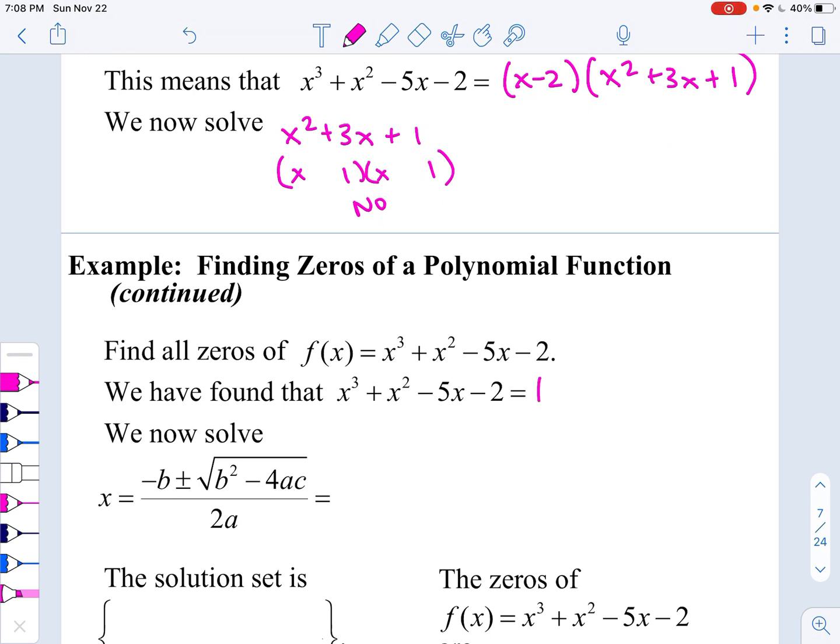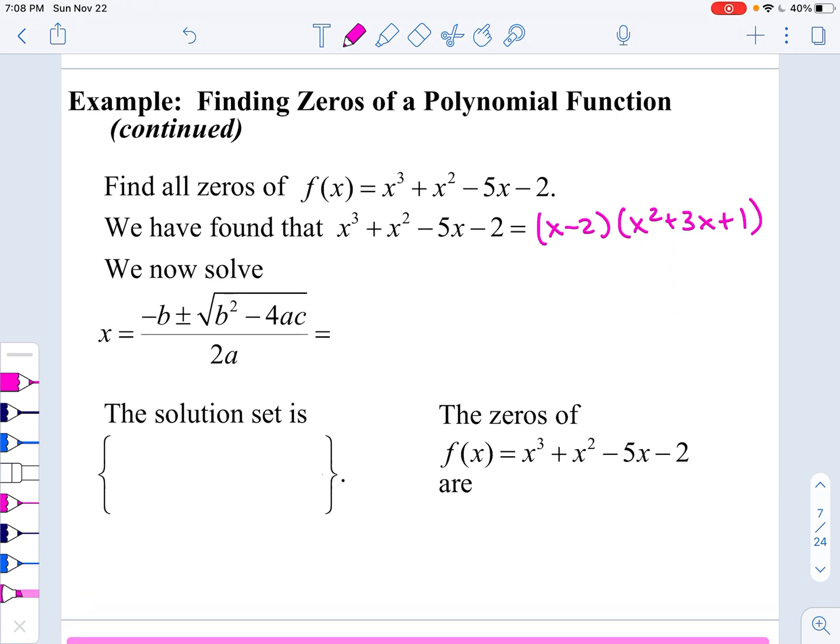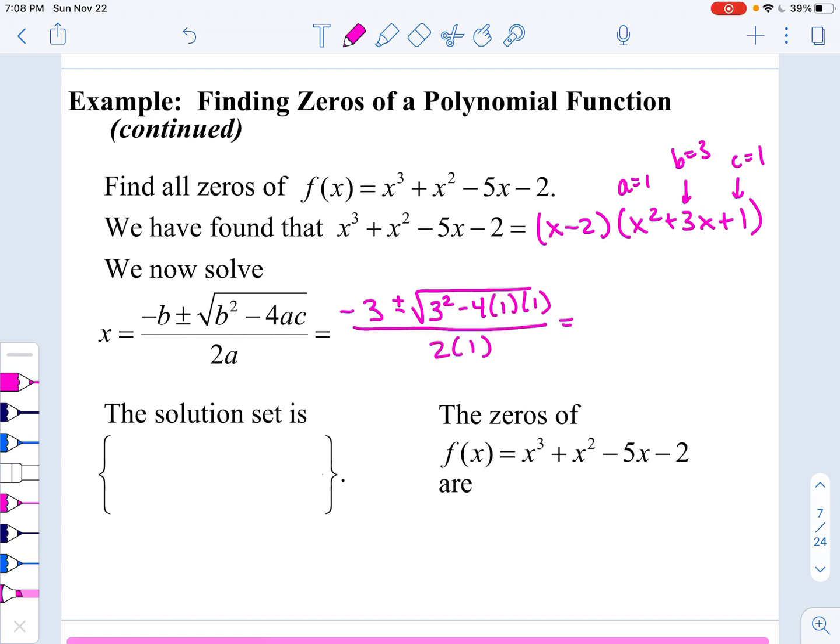So we found, again, some of this is repetitive, sorry, x minus 2 and an x squared plus that 3x plus 1. So let's go ahead and use that quadratic formula to figure out what the rest of our answers are. So if I have an a value of 1, a b value of 3, and a c value of 1, we have our negative b plus or minus the square root of b squared minus 4ac all over 2a. Hopefully that's still in your memory somewhere. So the opposite of b, so negative 3. And then we're going to have plus or minus our square root of b squared, our b value 3 squared, minus 4 times 1 times 1, divided by 2 times 1.